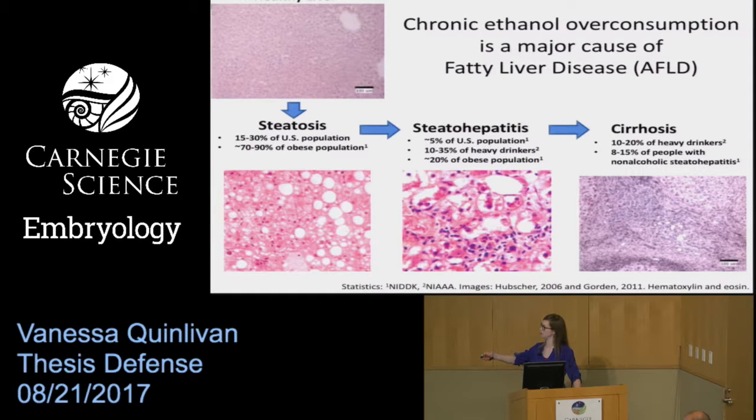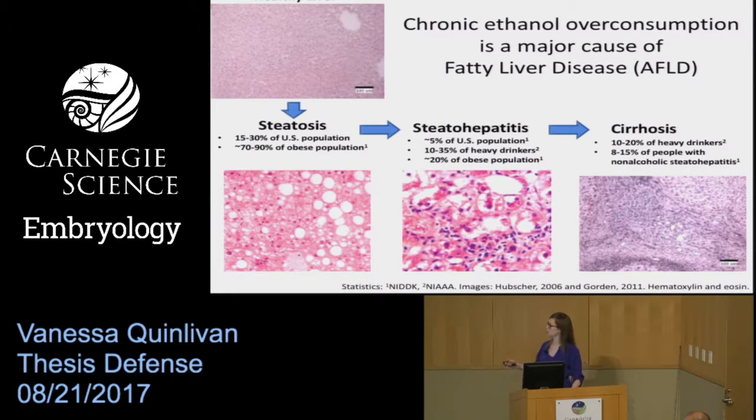So here's a healthy liver, and this is a fatty liver, also known as steatosis. This is a very common condition, and it's largely asymptomatic. It's 15 to 30% of the U.S. population, according to the NIH, and 70 to 90% of the obese population has excessive amounts of triglyceride in their livers.